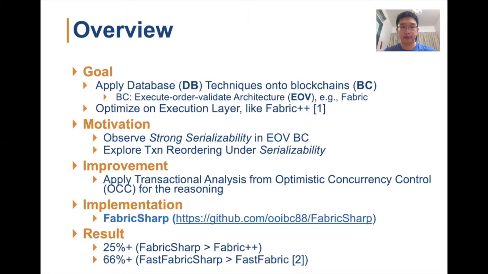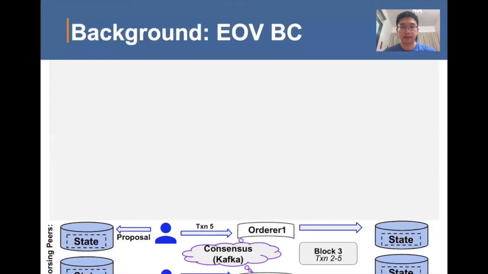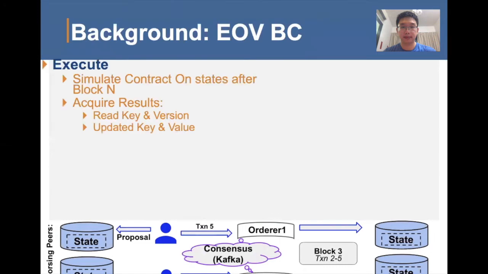The pipeline of EOV blockchain is separated into 3 phases. In the first phase, a peer simulates a contract call against the state after a block and returns the result. The result consists of the read keys, their versions, updated keys, and their installed values. The second phase reaches consensus on the transaction order and buffers them as pending until the block formation condition is met to create a block.